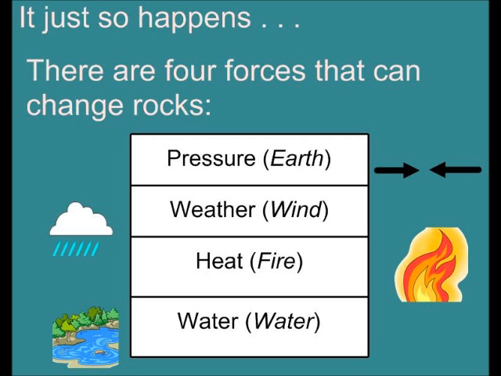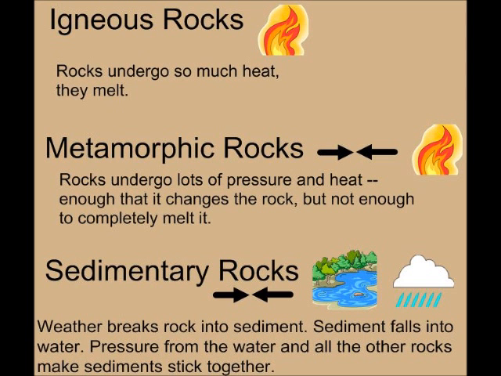Pressure, which is kind of like earth; weather, which is kind of like wind; heat, which is kind of like fire; and water, which is water. And throughout this presentation, I'm going to use these 4 symbols to represent pressure, weather, heat, and water. There are 3 main categories of rocks.